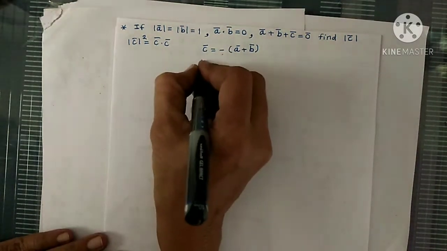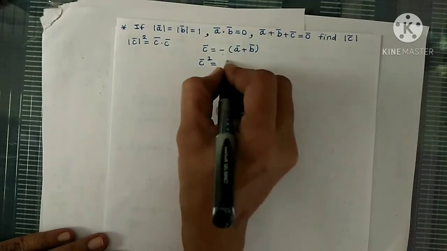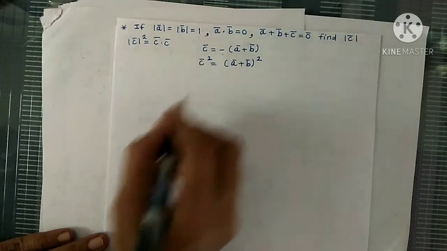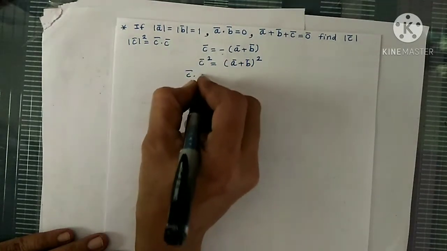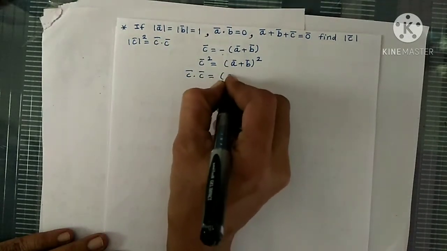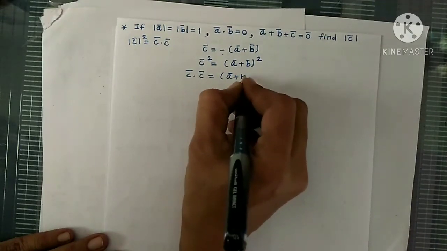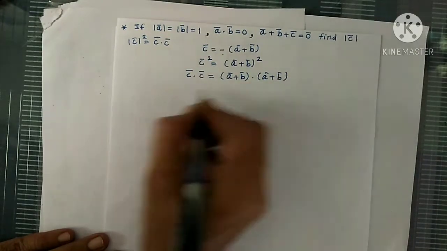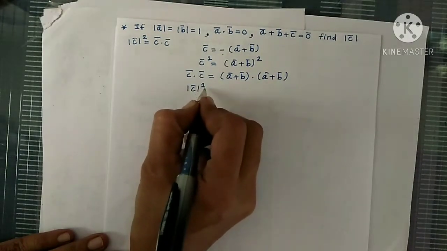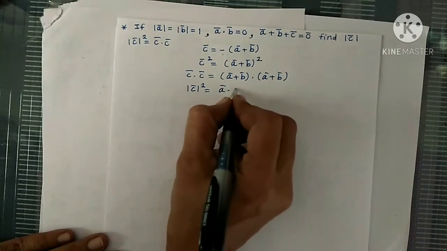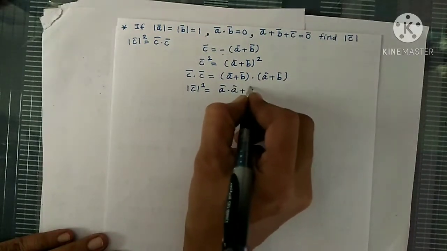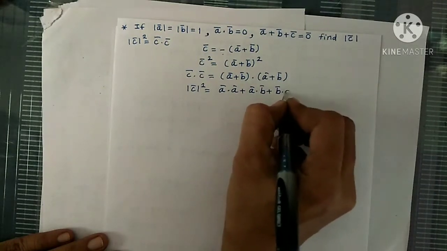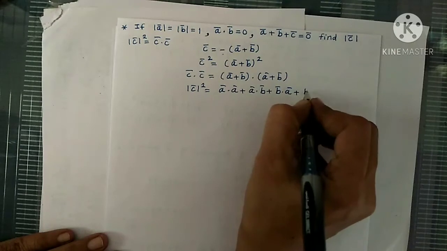So squaring this, we have c bar square equal to a bar plus b bar square, as minus 1 square is plus 1. Now write this as c bar dot c bar, so that on the right hand side also we have a bar plus b bar dot a bar plus b bar. Now this is modulus of c bar square, equal to a bar dot a bar plus a bar dot b bar plus b bar dot a bar plus b bar dot b bar.